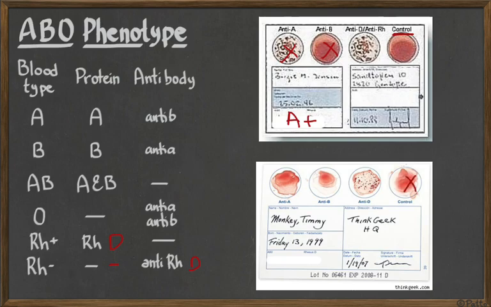No reaction to control, reaction with the D, so this person is positive. No reaction in the B, no reaction in the A, so this person is O positive, O blood type positive. So that's how we test for blood type. Okay?